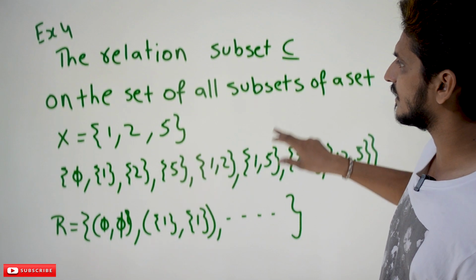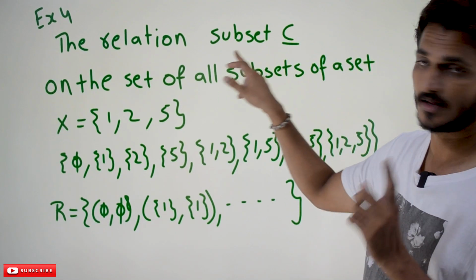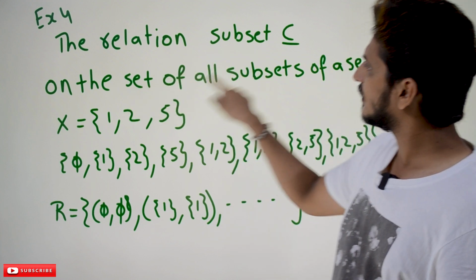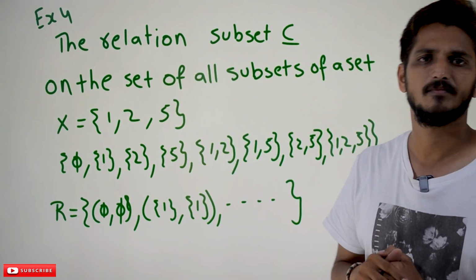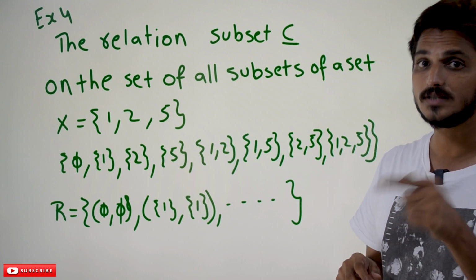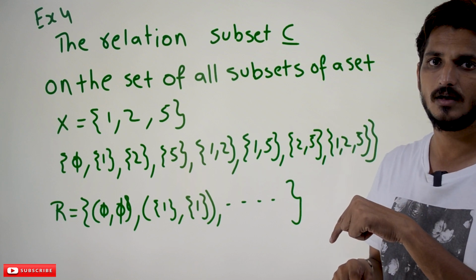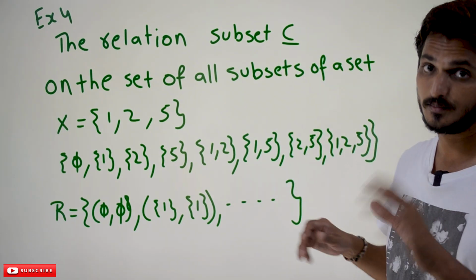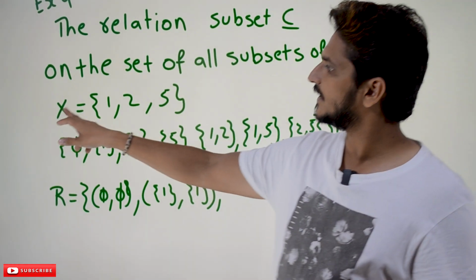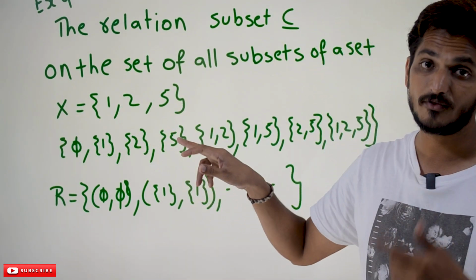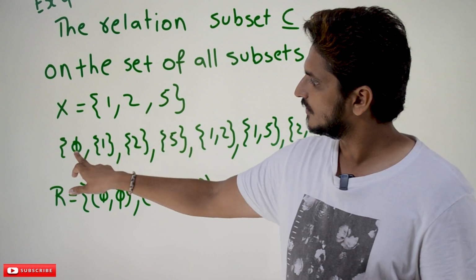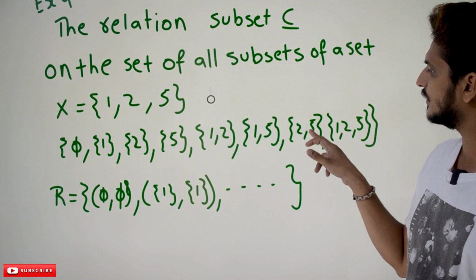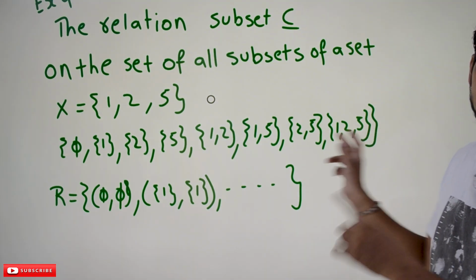Similarly, one more example: the relation subset on the set of all subsets of a set. What is our relation? Subset. With an example, you are going to get the idea. Let's take a set X as 1, 2, 5. The set of all subsets of a set means {5}, {1}, {2}, {5, 1}, {1, 2}, {1, 5}, {2, 5}, and {1, 2, 5}. These are all subsets of the set.